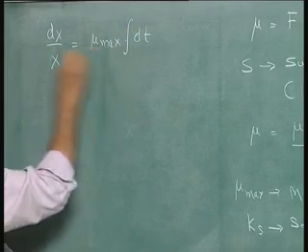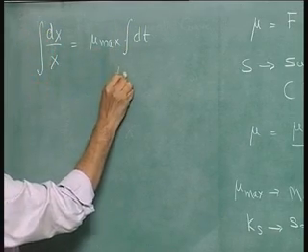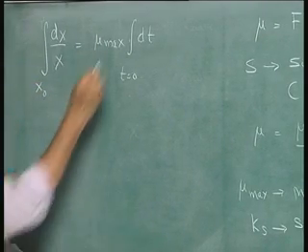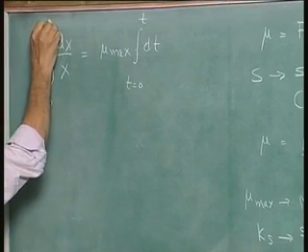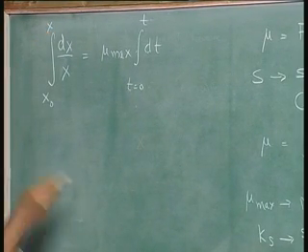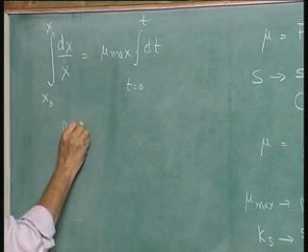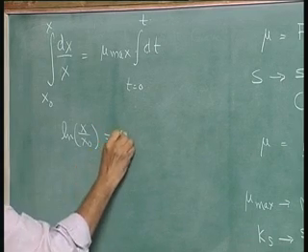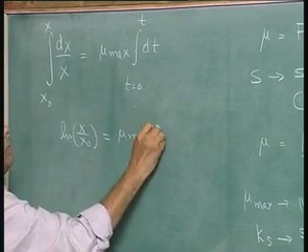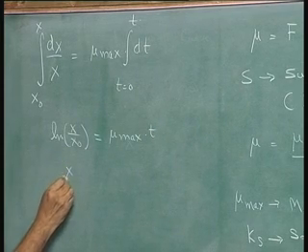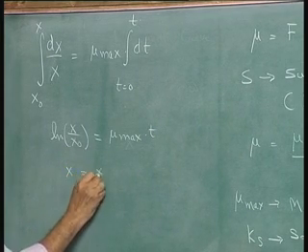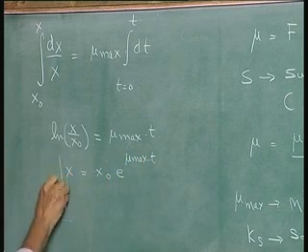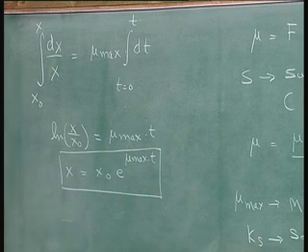Then integrating this, at time t equal to 0, we assume that the microbial concentration is x naught. At time t equal to t, the concentration of microorganisms is x. So solving this equation, I have ln of x over x naught equals mu max into t, or x is equal to x naught e to the power of mu max into t. So this particular equation is a first order equation.